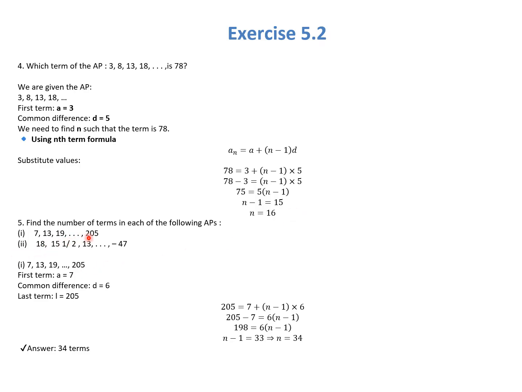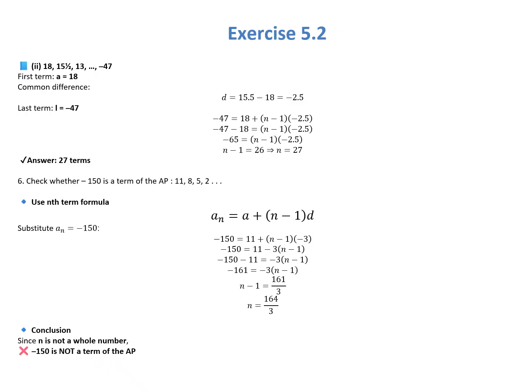Next is to find the number of terms in each of the following. So we have to again find the N here. We have been given the nth term, and we have been given A and D. The first term is A, the common difference is 6, and we have been given 205 as the nth term. Solving it with the help of the formula, we get 34 terms. So N here is 34.